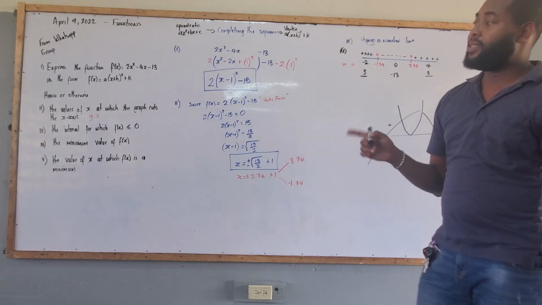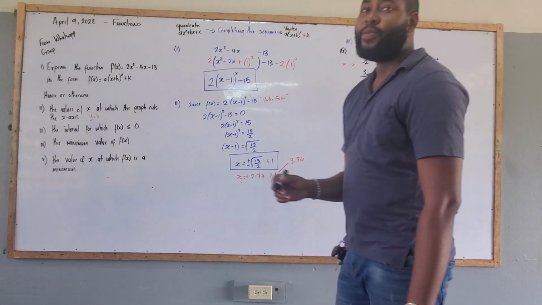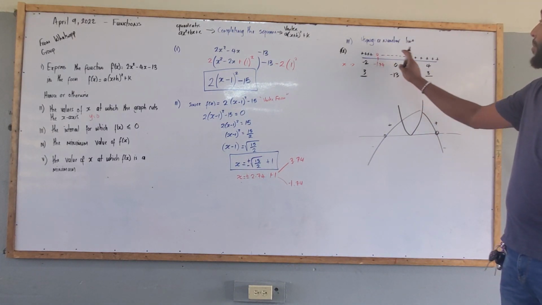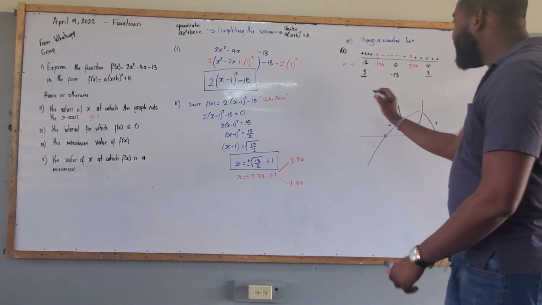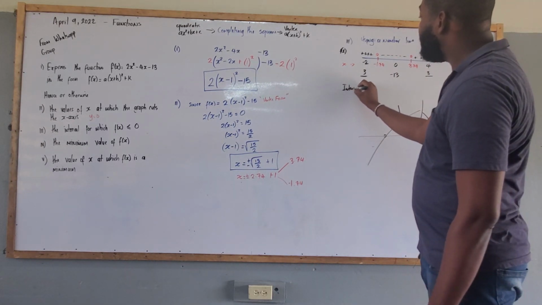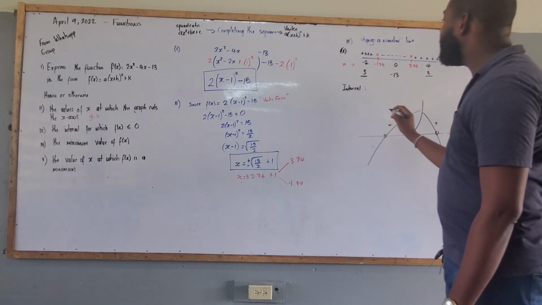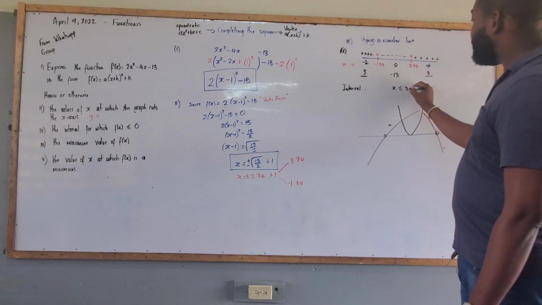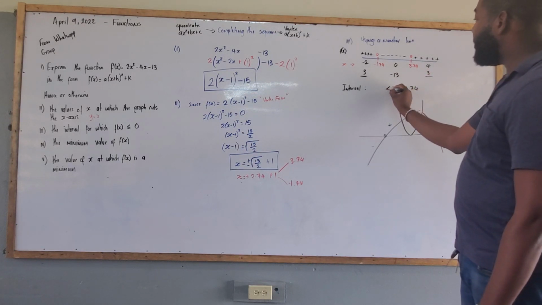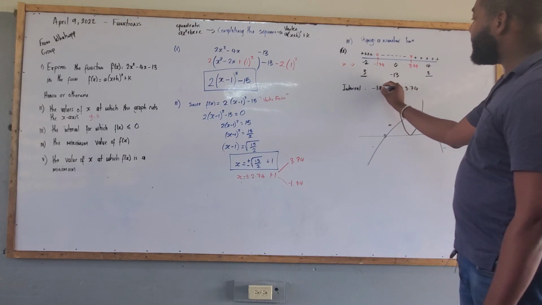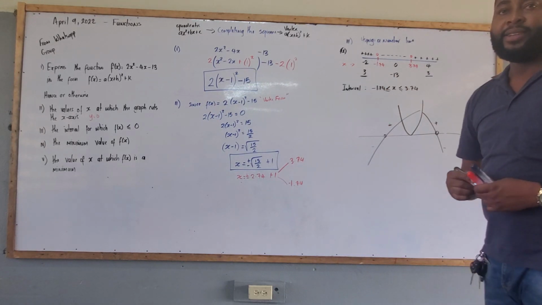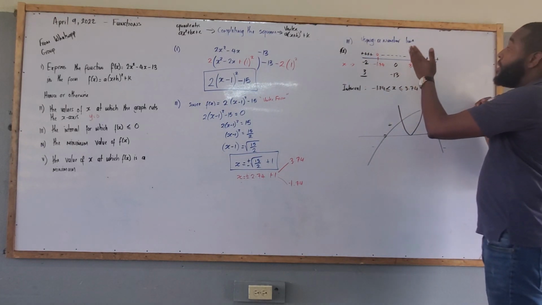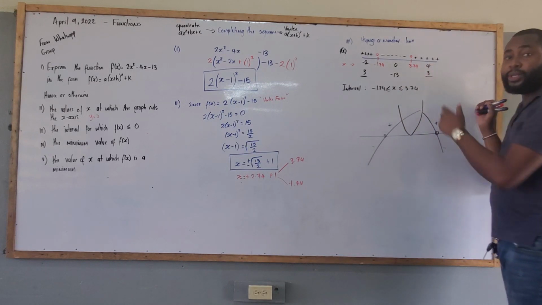So the question says, what is the interval where we are less than or equal to 0? Where is that? From here up to there. So the interval is x is less than or equal to 3.74 and at the same time greater than or equal to negative 1.74. So that's the interval. If it was out here, we would have had less than this, greater than that, and I would have just put a union between the two.